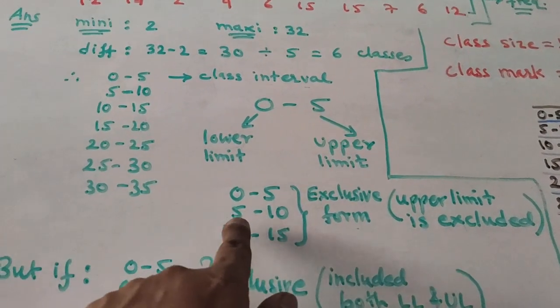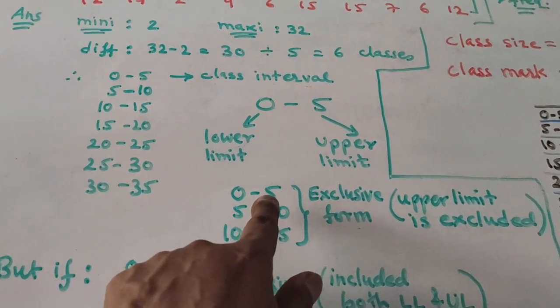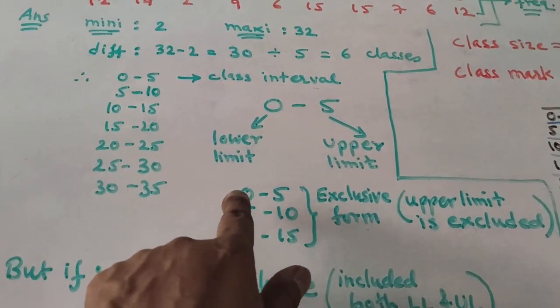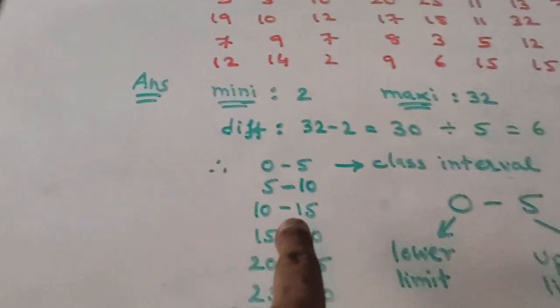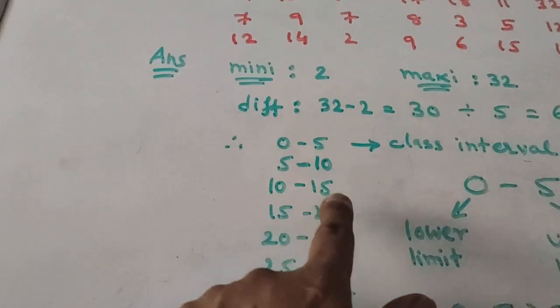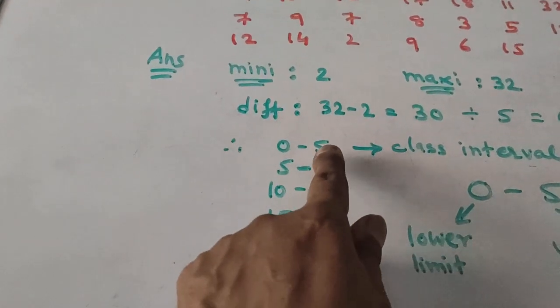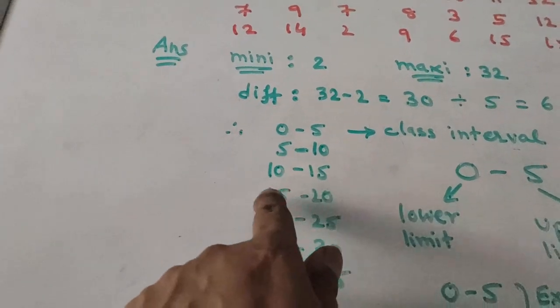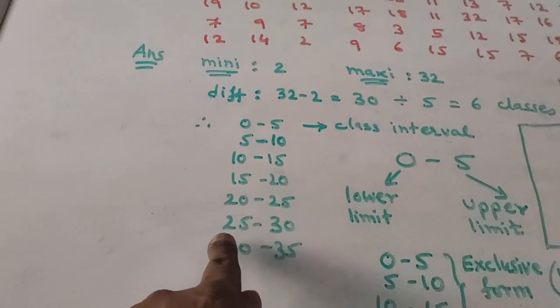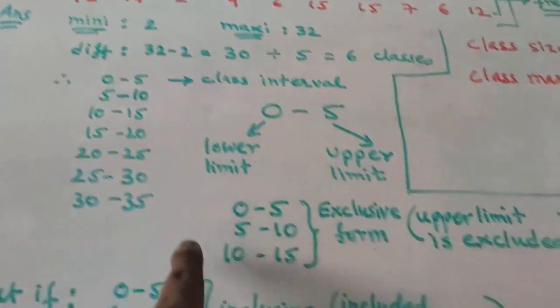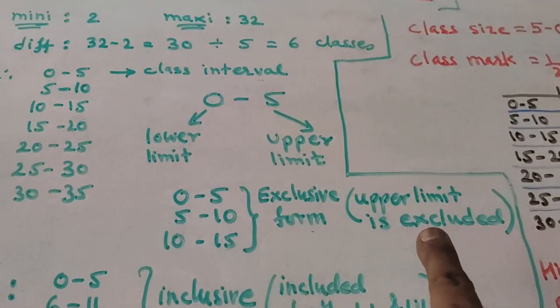You see 5 is repeated here, that means it is continuous. So I have taken 0, 5, 5, 10, 10, 15, 15, 20. It is a continuous class interval. So if it is a continuous class interval, then the upper limit is excluded.